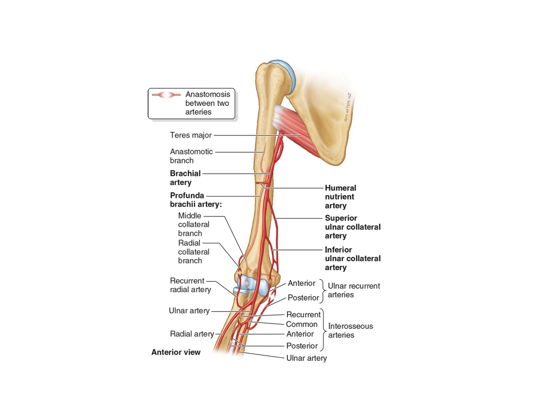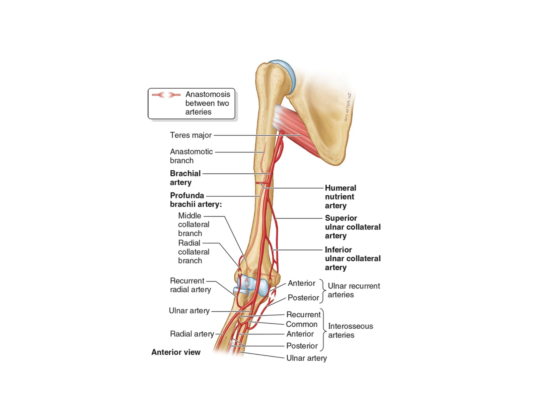So we can see the brachial artery, and the brachial artery branches. You can see a profunda brachii artery, or a deep brachial artery, branching off. And then at the elbow, we can see the ulnar artery and the radial artery that are terminal branches of the brachial artery.